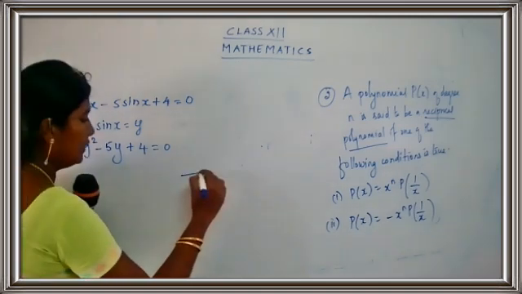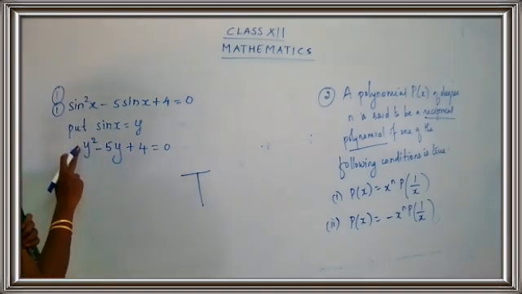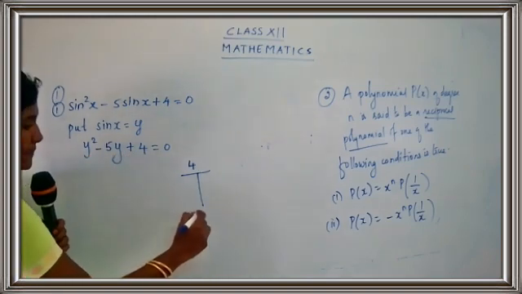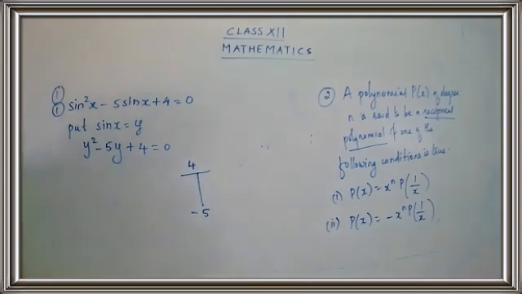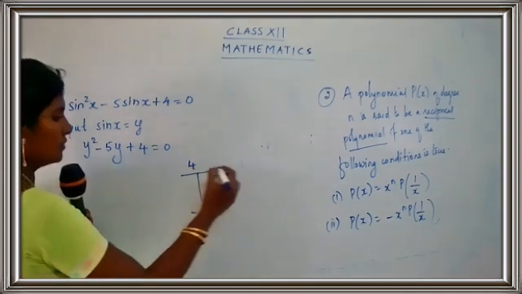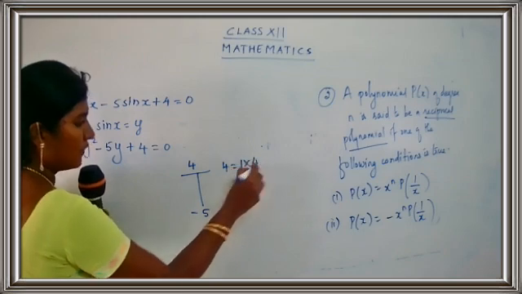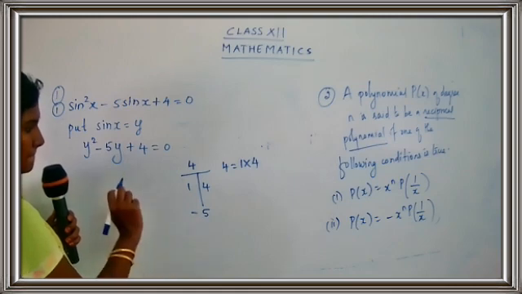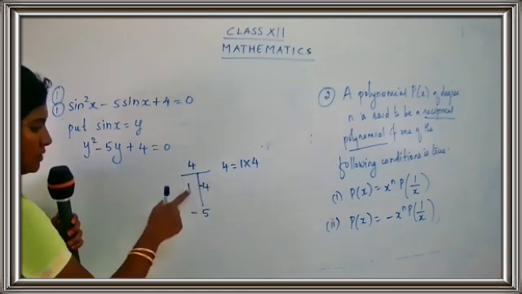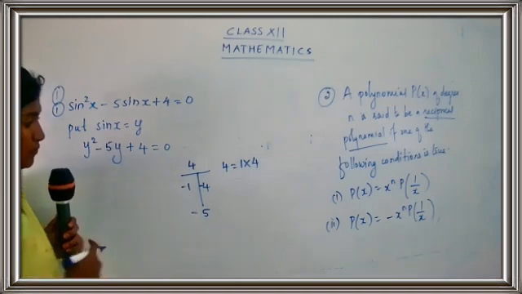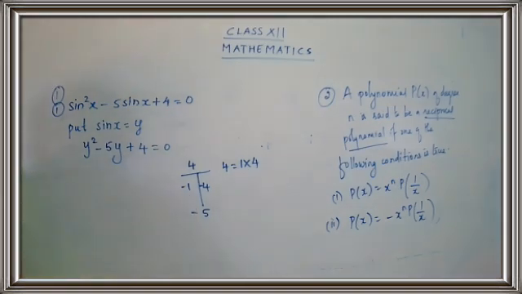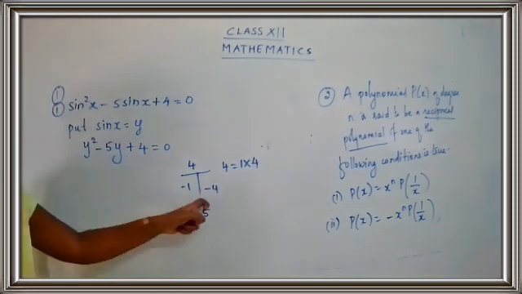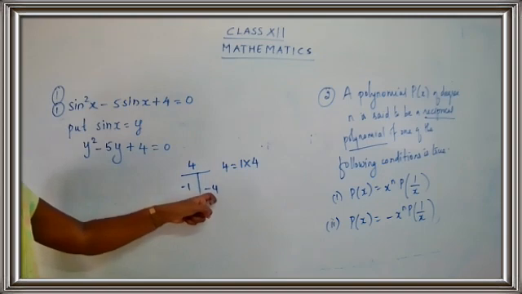So I'm going to draw a T over here. The coefficient of y square is 1, so no need to worry. I'll take the constant term, that is 4, and the coefficient of the middle term, minus 5. Let me find the factors of 4. It's 1 and 4, but 1 minus 4 doesn't give you minus 5. Let me put both the numbers as negative. Minus 1 and minus 4 gives you minus 5, and minus 1 into minus 4 gives you plus 4.